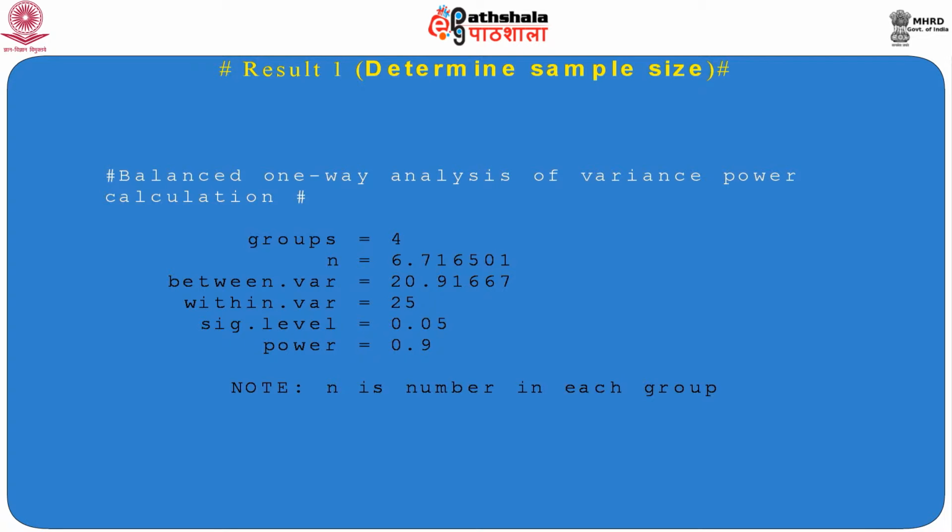Now if we increase the power from 0.9 to 0.95, then our sample size increases, or if we decrease our power, then our sample size can also decrease. If we decrease the significance level from 0.05 to 0.01, then again the sample size will increase. So based on the feasibility of the study, we can increase or decrease our significance level and power to get our desired sample size.